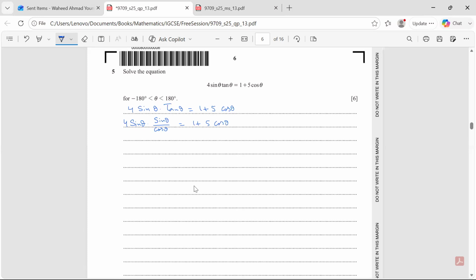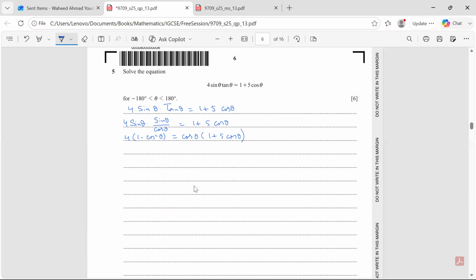Now this is sine square theta. Can I replace sine square? It's 1 minus cos square theta, and the cos theta, the denominator, I take on the right side. It becomes cos theta into 1 plus 5 cos theta. You see what I've done? I've converted everything in terms of cos theta only. So I hope that eventually I will get a quadratic equation in terms of cos theta.